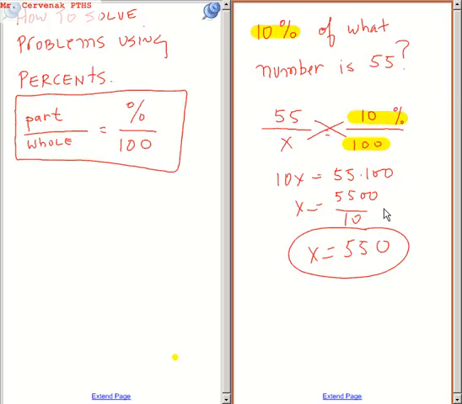Now the big question here is whether the number 55 is the part or the whole. In this case, it's the part. We are searching for x, which will be the whole. So set up your proportion the right way. Cross multiply. 10x equals 55 times 100. X equals 5,500 divided by 10. X equals 550. 55 is 10% of 550.